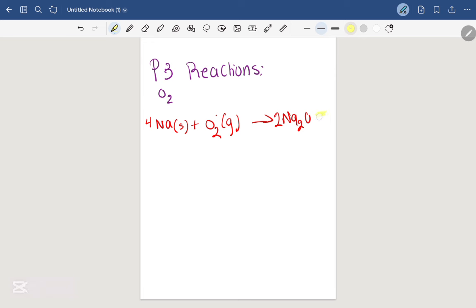Next equation we have is Mg. Mg is 2 plus, O is 2 minus. Do the crisscross method, you will get MgO. So Mg solid plus O2 gas will give me MgO. How do you balance it?